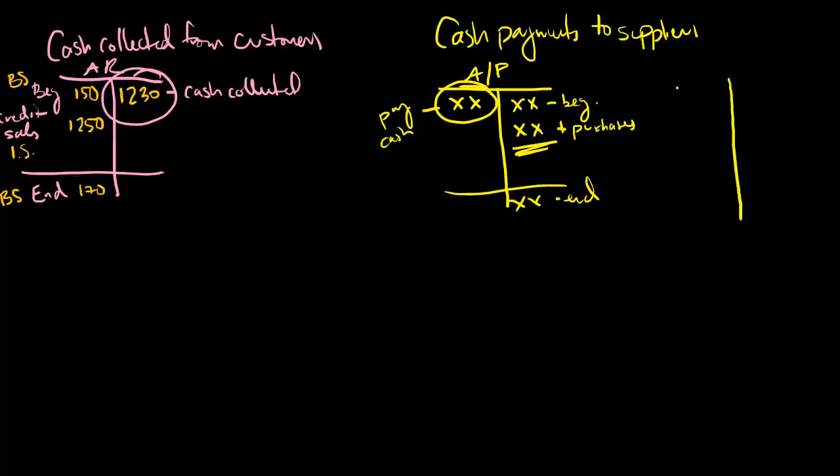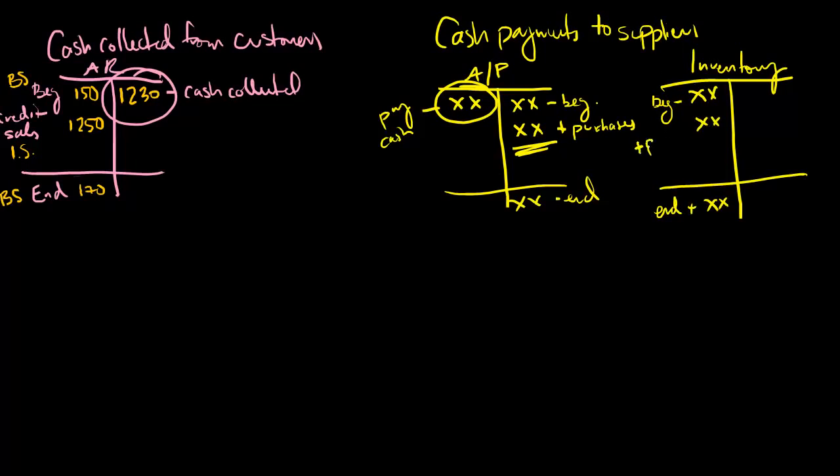So this is where we go back and look at our inventory account. If you remember from Intro to Financial Accounting, you have your beginning balance in inventory, you have your ending, and inventory increases with purchases and decreases with cost of goods sold. So we have cost of goods sold from our income statement. We can plug these values in to figure out purchases, which we then plug into our accounts payable in order to get our cash payments to suppliers.